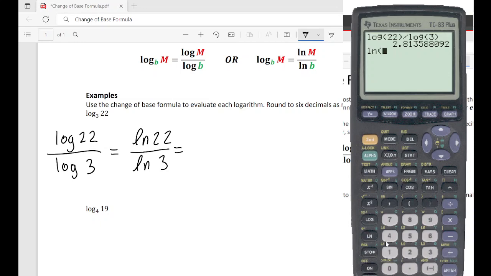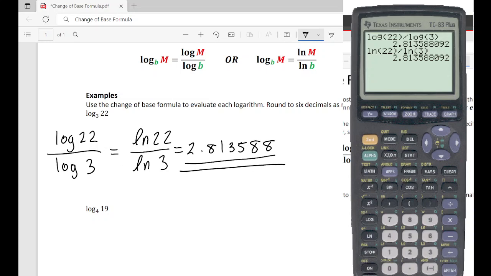If I do it again, ln of 22 divided by ln 3. Again, make sure you close your parentheses off. Look at that, the exact same answer. So when I round this to 6 decimal places, I get 2.813588. So I've used the change of base formula, and then I plugged it in, and I got this decimal approximation. Again, use whichever one you prefer, whether it's log or ln.